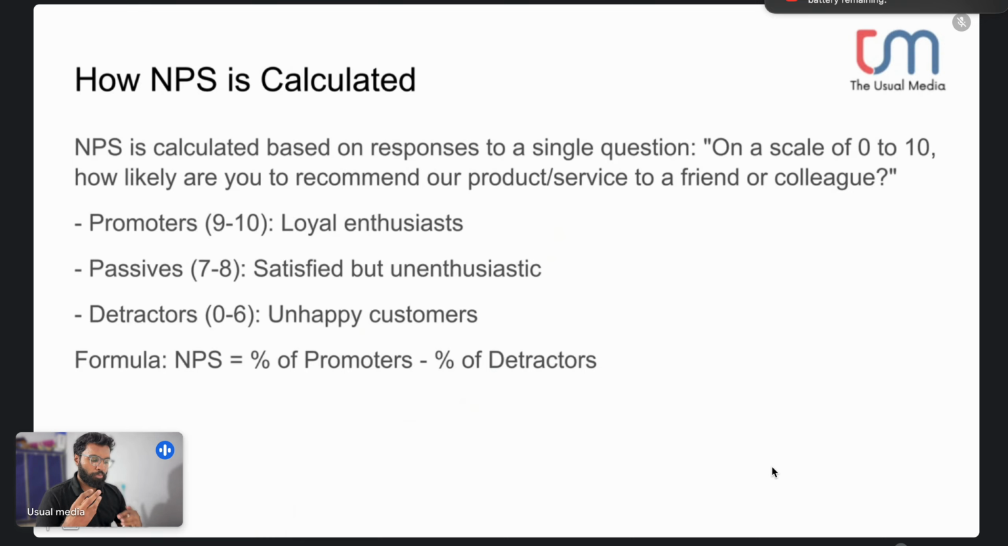So the percentage of promoters, for example, if 100 people are using a certain product, and 8% of them are promoters, 8% of them are loyal customers. So minus the detractors. For example, five out of 100, five are not satisfied with your product. So those kind of customers. So percentage of promoters minus percentage of detractors, which is the formula for NPS.